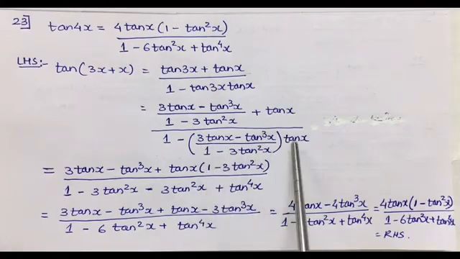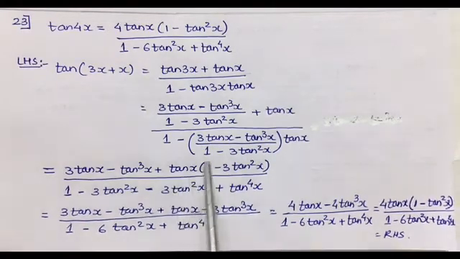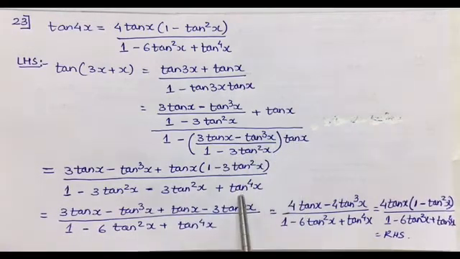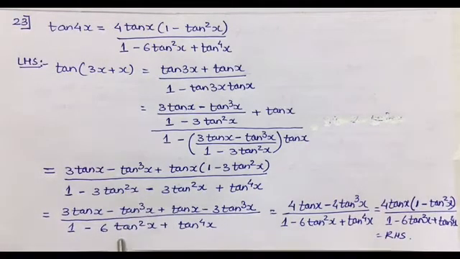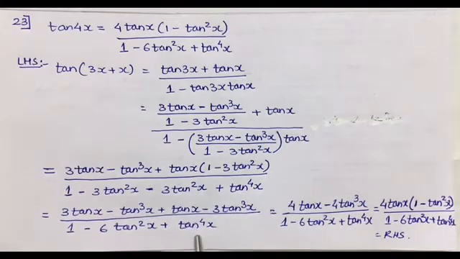So 3 tan x into tan x will give minus 3 tan square x. Minus minus will make it plus. So tan cube x into tan x will give tan raised to 4x. Multiplying and opening this bracket, we get 3 tan x minus tan cube x plus tan x minus 3 tan cube x, whole divided by, now the like terms are to be added downside. So 1 minus 6, minus 3 minus 3 will give minus 6 tan square x plus tan raised to 4x as it is.